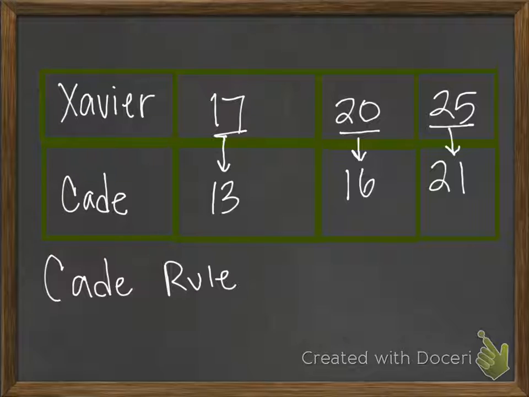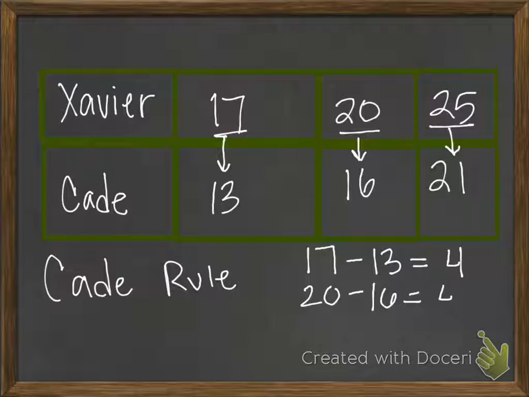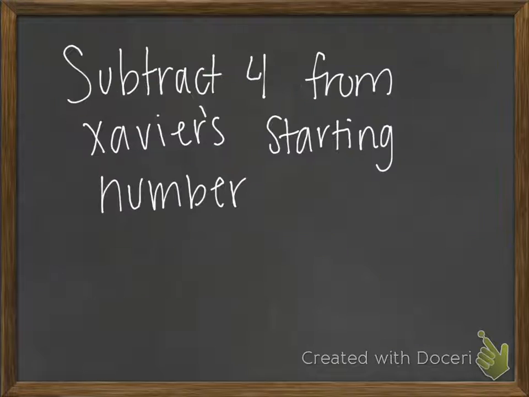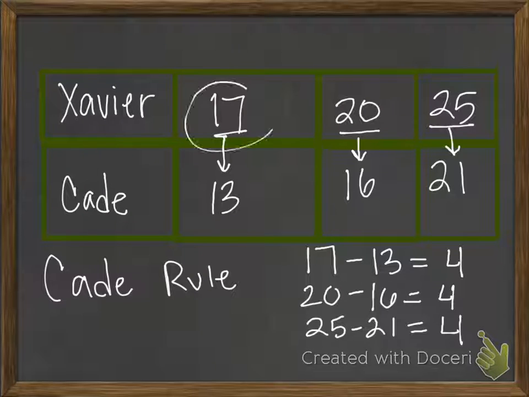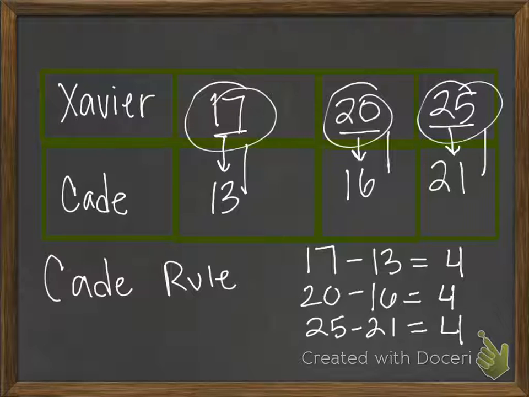Well, I'm going to try to see what the difference between 17 and 13 is. And I know it's 4. Let's try 20 and 16. That would be 4 again. 25 and 21 would be 4 for the third time. So I believe that Cade's rule is to subtract 4 from Xavier's starting number, because every time Xavier had a number, Cade would subtract 4 and get his new number.